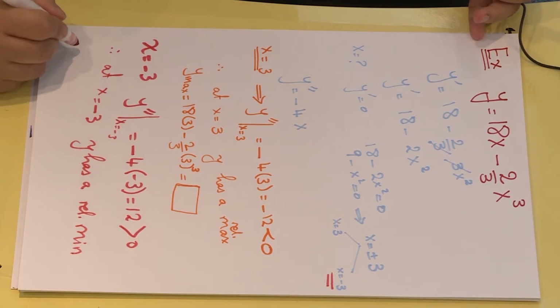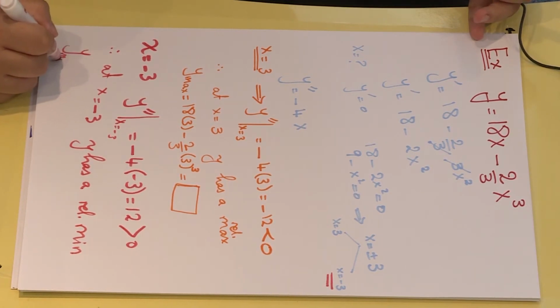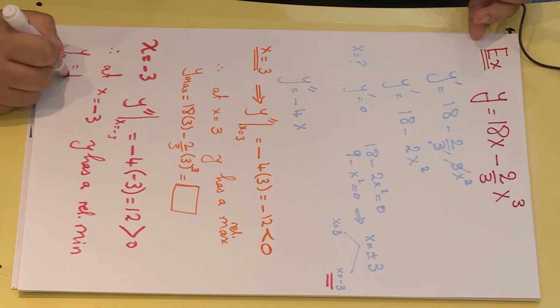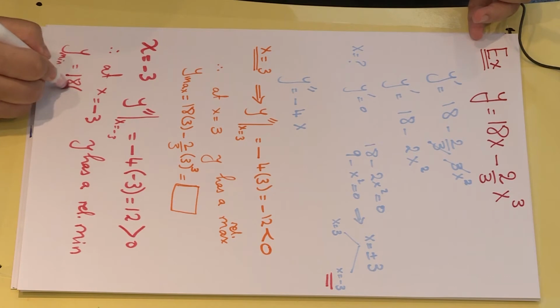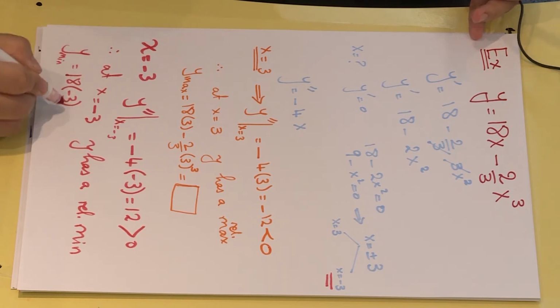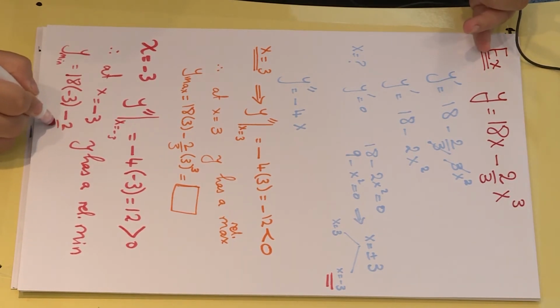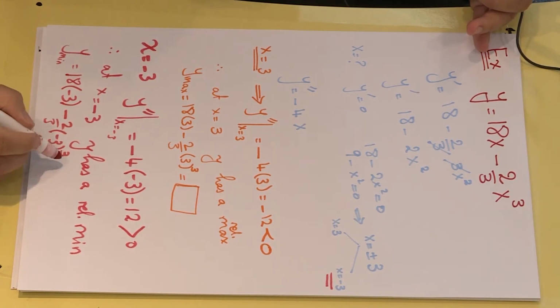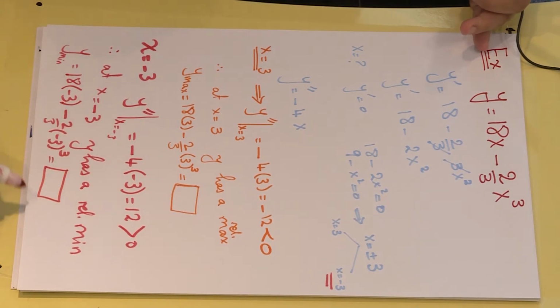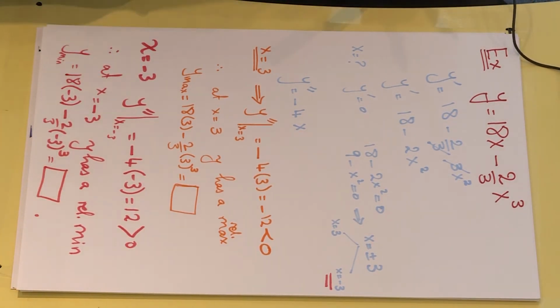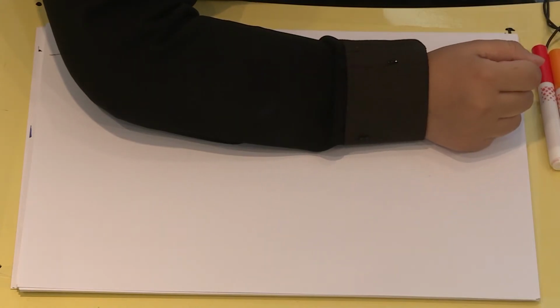And the minimum value will be y minimum, again, 18 times minus 3 minus 2 over 3 times minus 3 all cubed, and you go ahead and find the minimum value. Let's take another example.